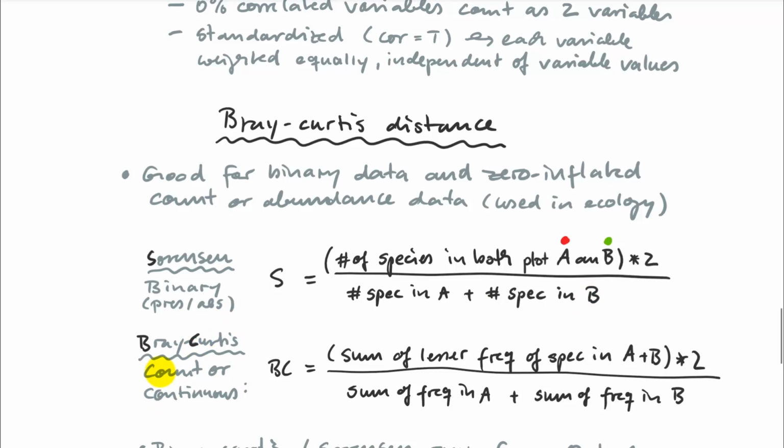And the Bray-Curtis version is exactly the same kind of thing, except it does work for count or continuous data, so it doesn't have to be 1s and 0s. In that case, it's the sum of the lesser frequency of species in A and B. So if one plot has a 0, then my value for that particular variable becomes a 0. And let's say I have 90% in plot A and 80% in plot B. What you would sum up here would then be the 80% for that second variable, and so on. And then you divide by the sum of frequency in plot A and the sum of frequency in plot B.